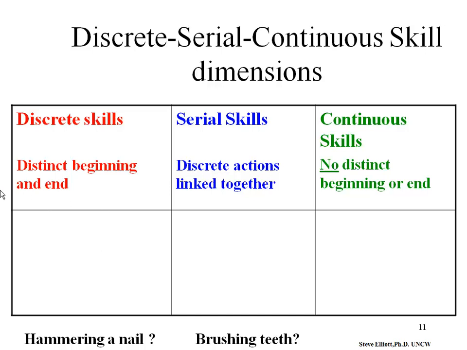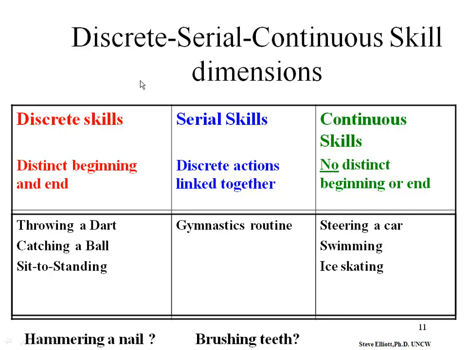So here are some more examples. Discrete skills, where we see the distinct beginning and end: throwing a dart, we can see where it starts, where it finishes; catching a ball; and when a patient goes from sitting to standing. Serial skills might be examples where we link several discrete skills together, like a gymnastics routine. Continuous skills: steering a car, swimming, ice skating. I challenge you to think about hammering a nail, where that would fit within this, and brushing teeth.